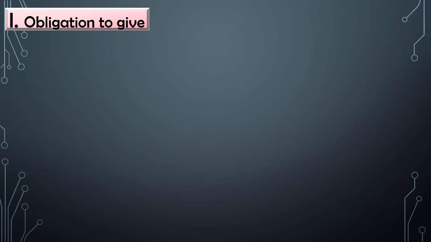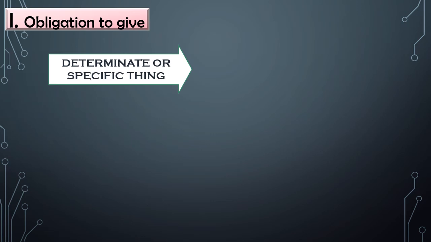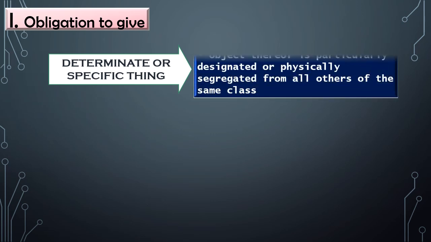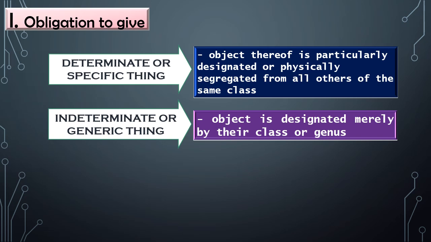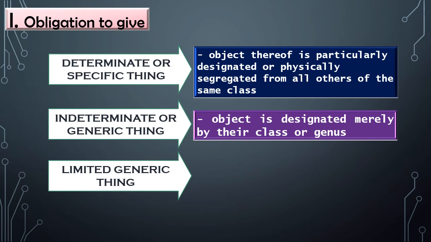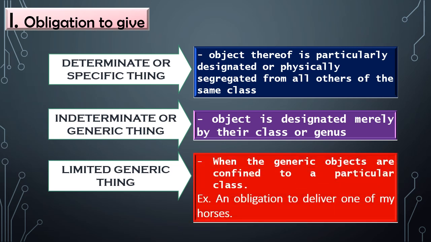Take note that in your obligation to give, there are three kinds of things that you can give, and that is your determinate or specific thing. Ano ba yung determinate? When the object is particularly designated or physically segregated from all others of the same class, that is your determinate or specific thing. Indeterminate or generic thing, when the object is designated merely by their class or genus. And last is your limited generic thing, when the generic objects are confined to a particular class.